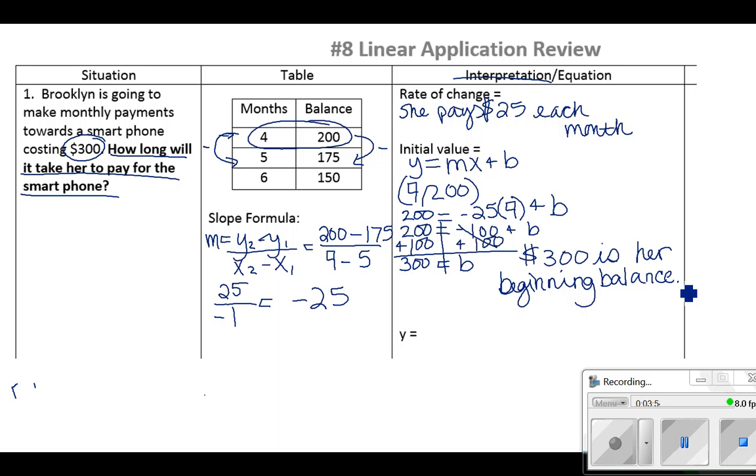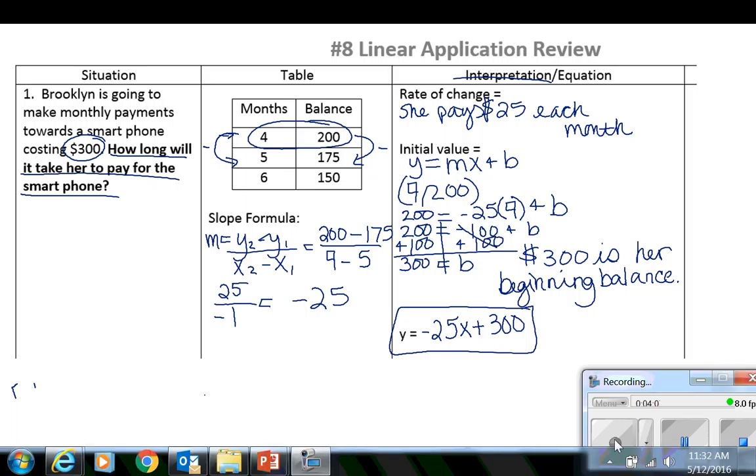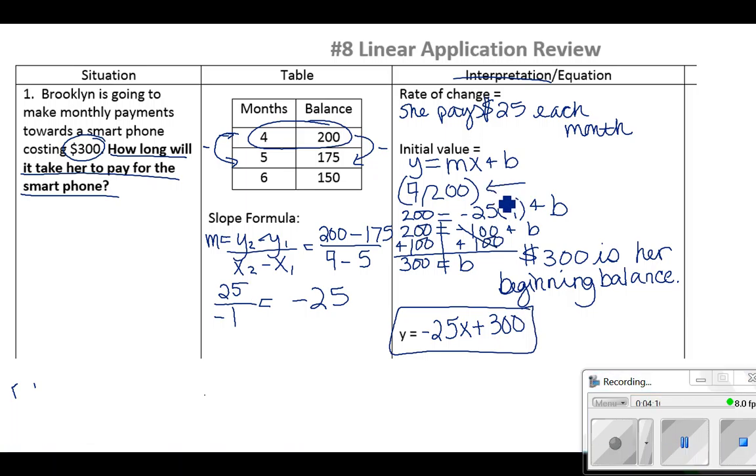Now that I have the m and the b, I can write my equation. So y equals negative 25x plus 300. I want to clarify this part because it looks very wrong. That is the ordered pair that we chose to use, substituted for our x and our y. So it should actually look like 4, 200. It's the ordered pair from the table that we used so that we could find the b, the y-intercept, initial value.